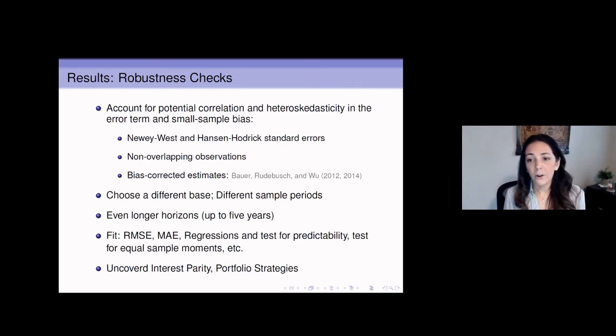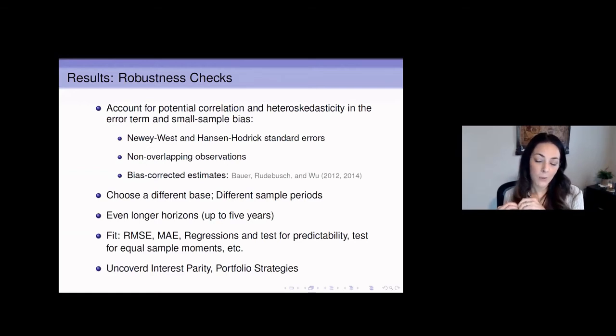And then I look at a lot of econometric statistics to assess the goodness of fit of the model. So I'm going to be looking at the difference between my model and the data, root mean square errors, absolute errors. I'm going to do some predictability tests and all those kinds of things that are in the paper, but we don't see any of these things influencing the results. Now, in the paper, I look at something called uncovered interest parity. I'm going to be looking at the risk premium that my model implies.